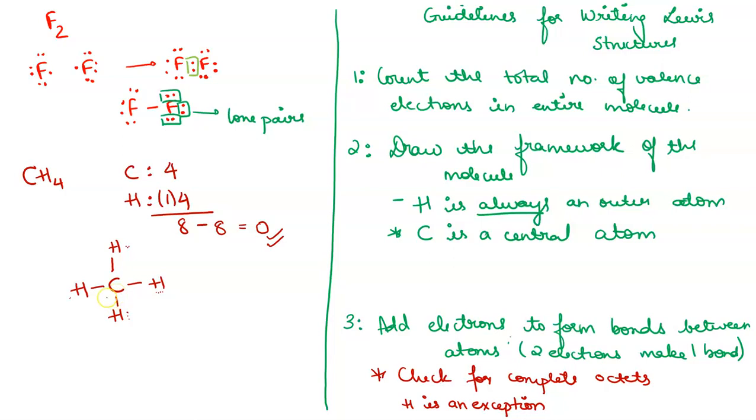Well, what about the carbon in the middle? I've got 2 here, 4, 6, and 8. All 8 electrons are around that carbon. Carbon has also completed its octet. So this structure right here is a good Lewis structure. Okay, and that's it. CH4 is done.